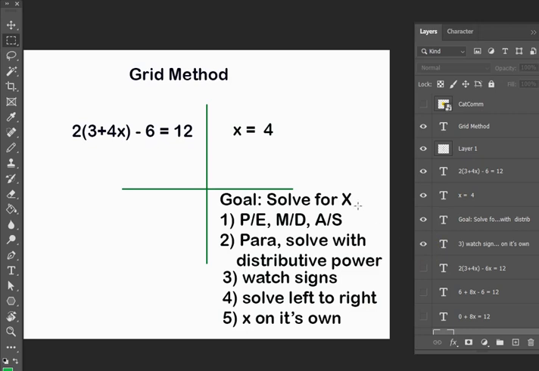And so in my rules, I know that solving from left to right, I need to move from parentheses and exponents. I don't have any exponents, but I do have the parentheses, which means the first thing I have to do is the parentheses. And I'm going to solve them with the distributive power. And then after the parentheses, I can do any multiplication and division, and then addition and subtraction, until x is left on its own.